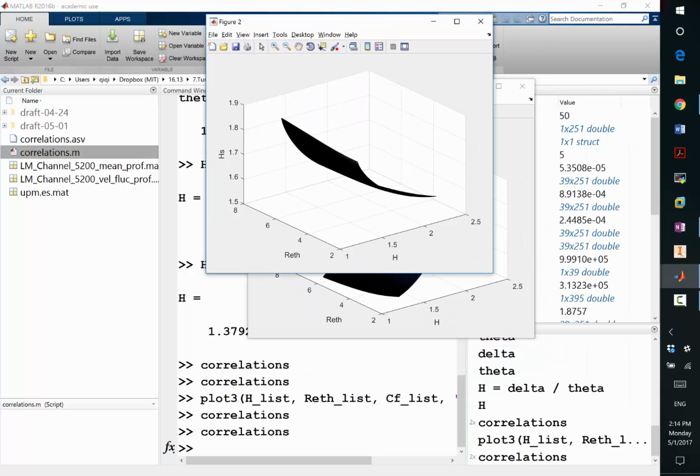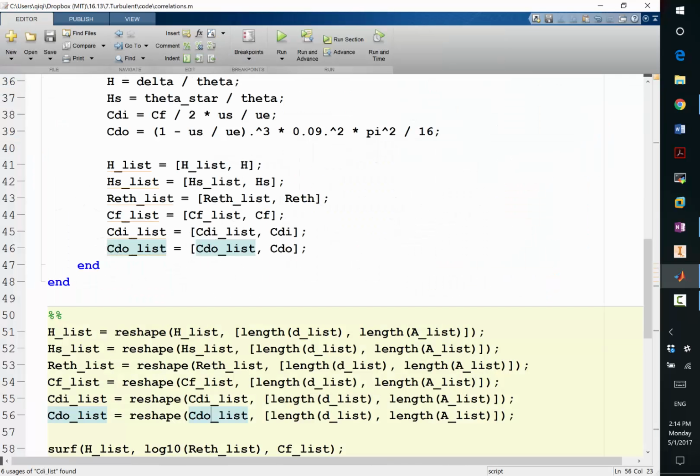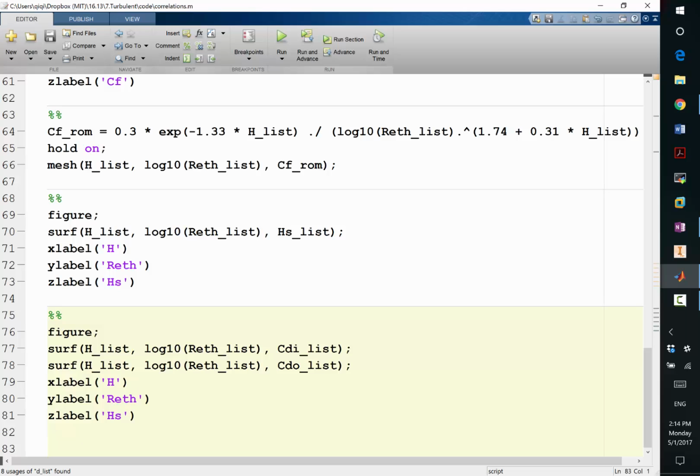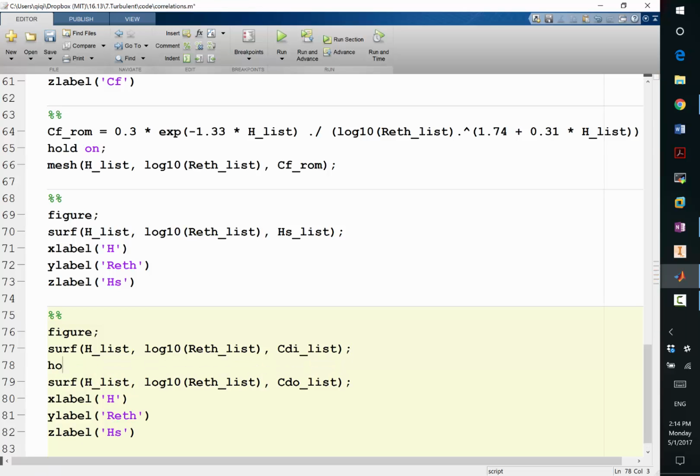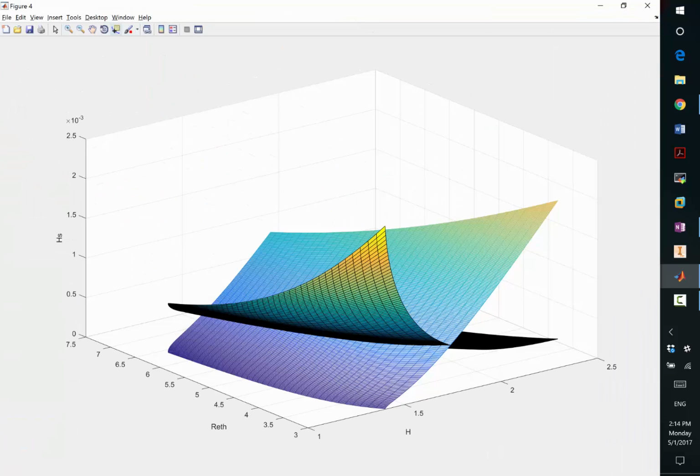Okay, so figure 3. Oh, I forgot to hold on because I have two figures. One is CDO, one CDI. And let's make the CDO to be a mesh instead. Okay, so this is what they look like.